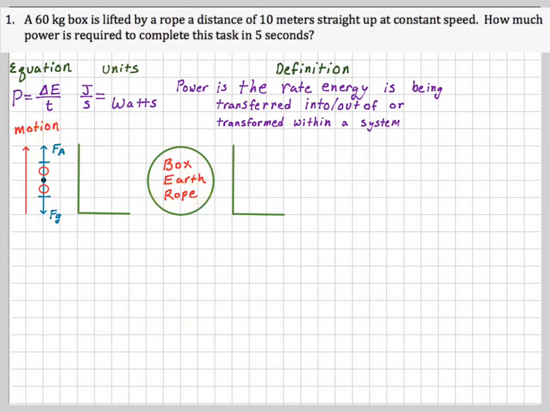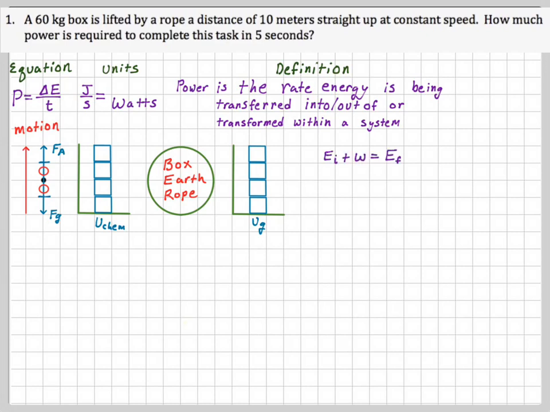So let's see, our LOL diagram would look like this. Initially, I'm going to say that that rope is transforming some chemical energy, whether that's from a motor with gas or a person pulling the rope, something like that. There's chemical energy that that rope is transforming into gravitational potential energy, because in the end, the box is being lifted up to 10 meters.